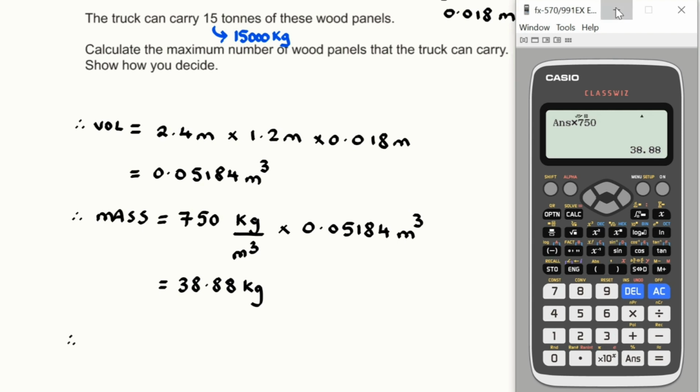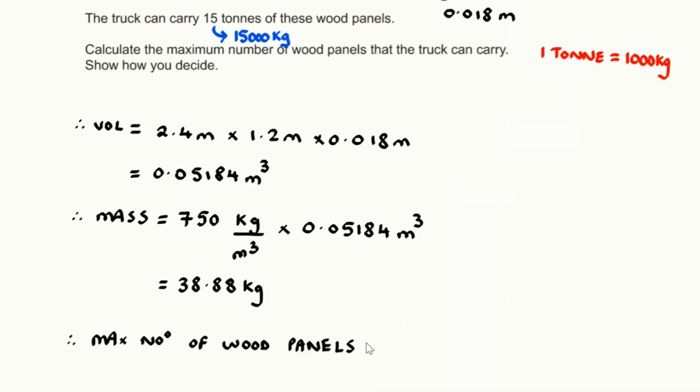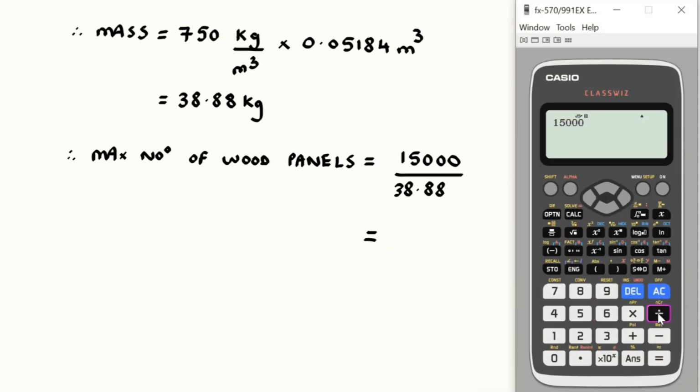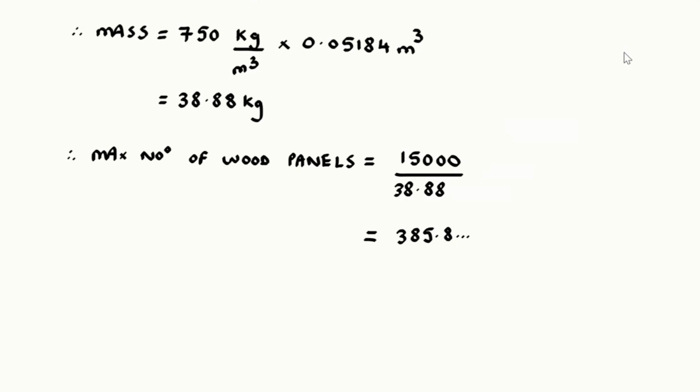And so therefore, the maximum number of wood panels, we've got 15,000 divided by 38.88, and if I work out what this is, we get 385.8, etc. So the maximum number of wood panels we can have is 385.